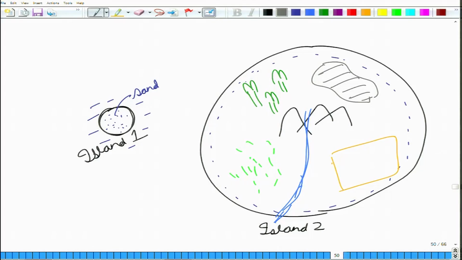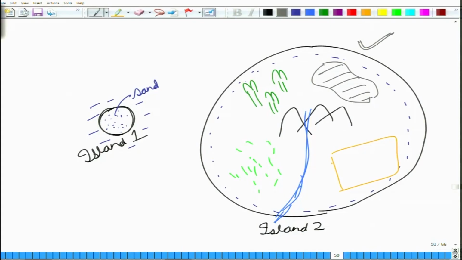Now, island 1 would be able to support a very smaller biodiversity, because every species has specific requirements regarding its habitats. So, it would only support those species that can live on sand or can live on the confluence between sand and water.